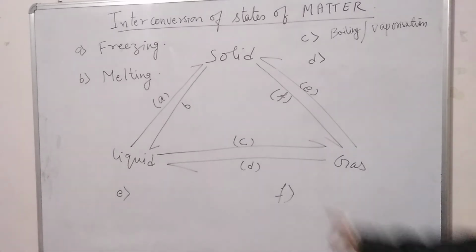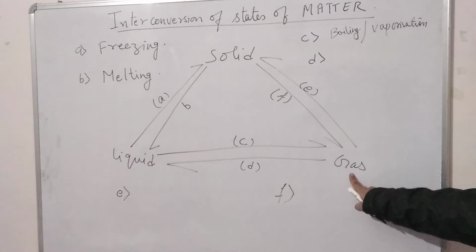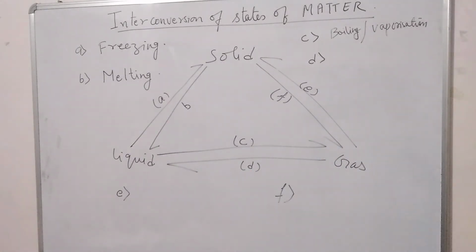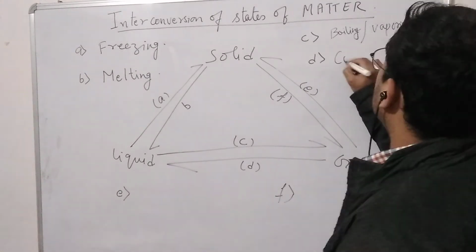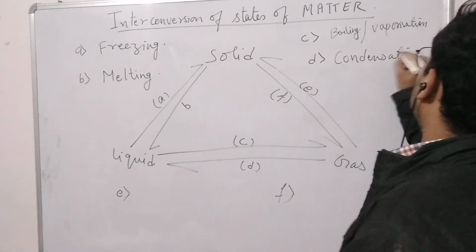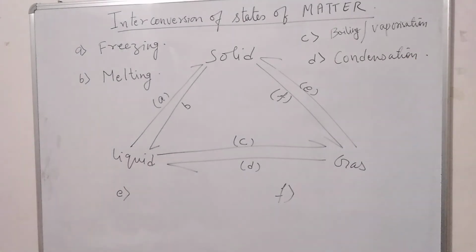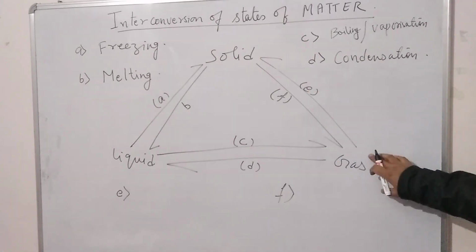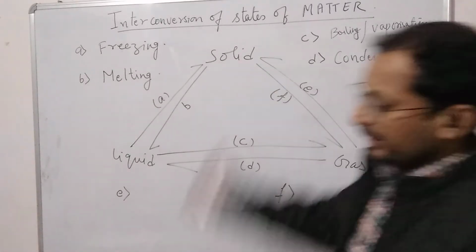Next is D. This is deposition. The process in which the gas state changes to liquid state when the heat is released. Now, this is considered to be condensation, the process. Now, E. All of you see. E is gaseous to solid.